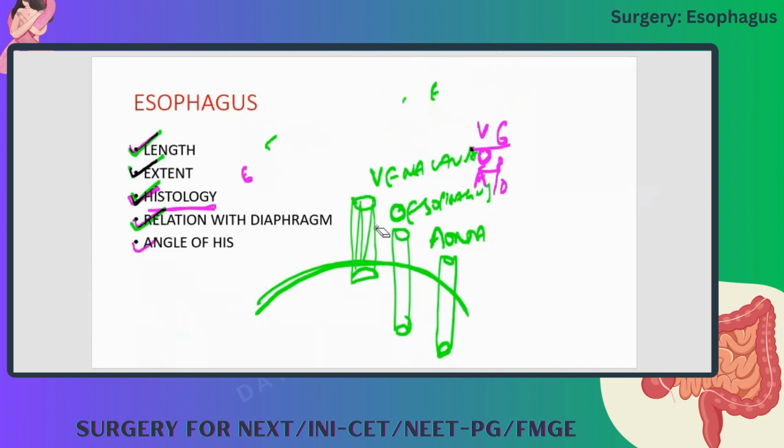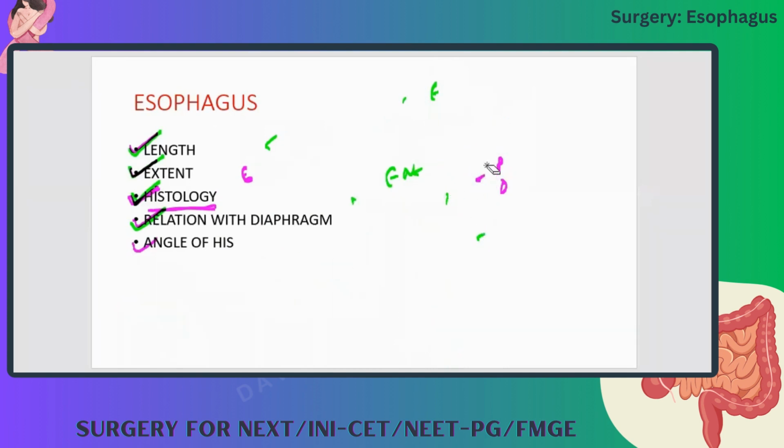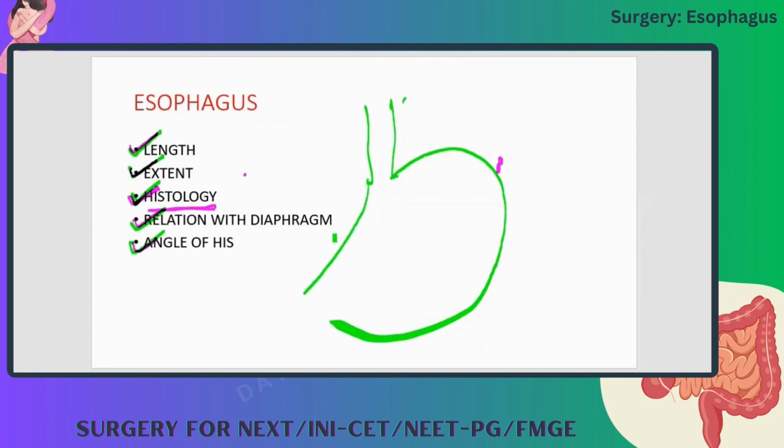So then, what is this angle of His? This relationship with the diaphragm is important. If this is the esophagus, this is the stomach. Can you please repeat the relation with the diaphragm? Yeah, I'll finish this angle of His first. So this is the angle. This angle is there, right? This is the angle known as the angle of His.